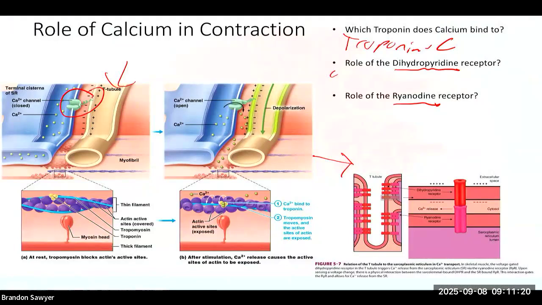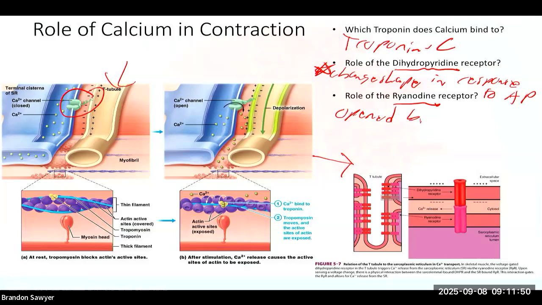So this is to change shape in response to the action potential. Okay, sorry, that's kind of small, but the dihydropyridine receptors change shape in response to the action potential going down those T-tubules. Okay, and then the ryanodine receptors are opened by these dihydropyridine receptors.